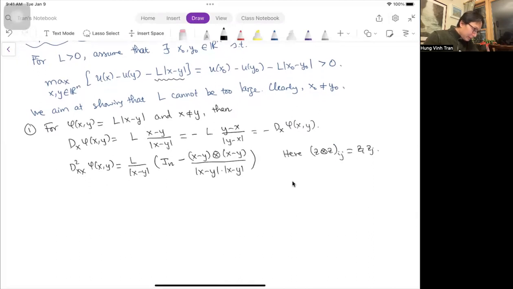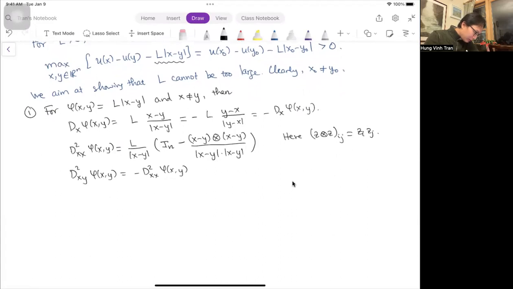And similarly, you can compute the other derivatives. For example, the mixed derivative of phi in x and y is exactly the opposite, so it's minus the second derivative in x, because when you hit the derivative in y, you have the minus sign above.